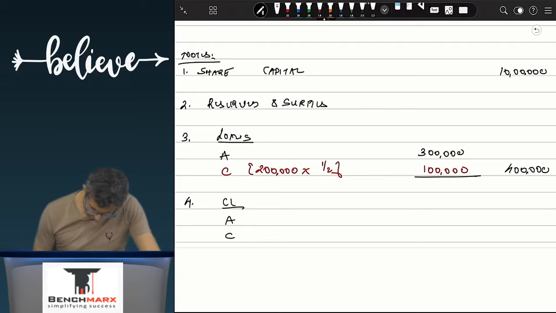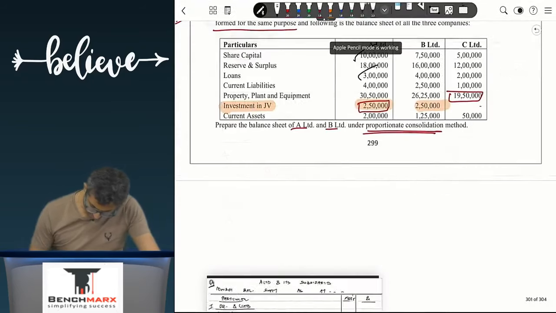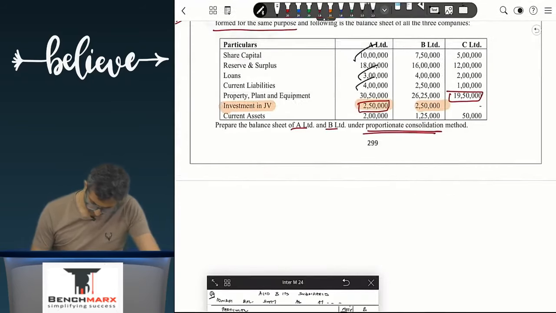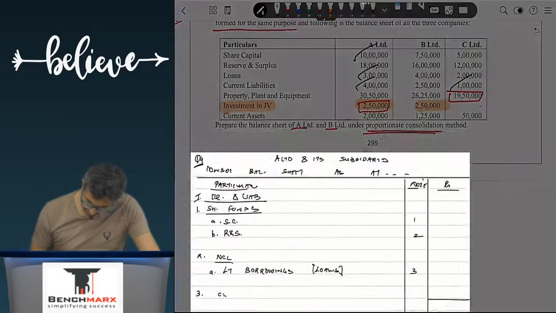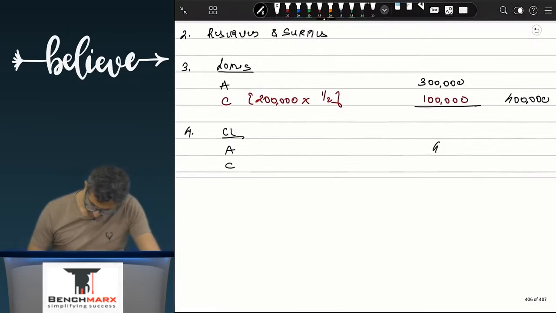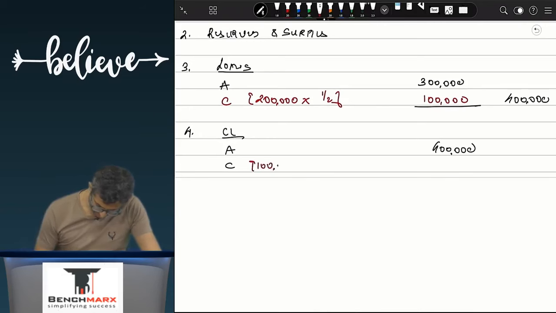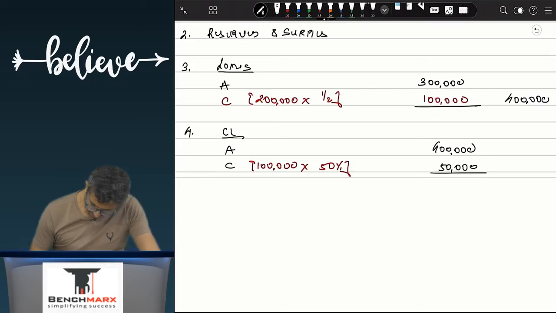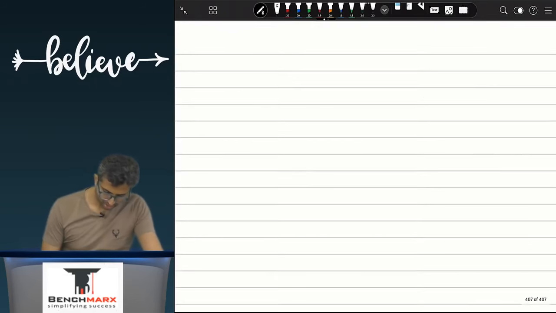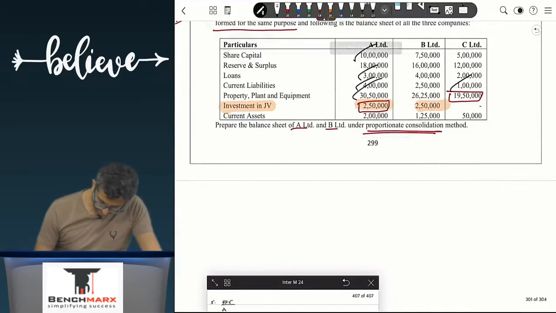Note 4 is current liability, A and C. How much is for A? 4 lakhs. And then 1 lakh into 50%, this is 50,000. So 4 lakh plus 50,000. Note 5 is property, plant and equipment. A entire 30,50.